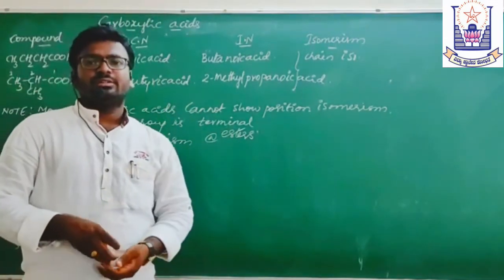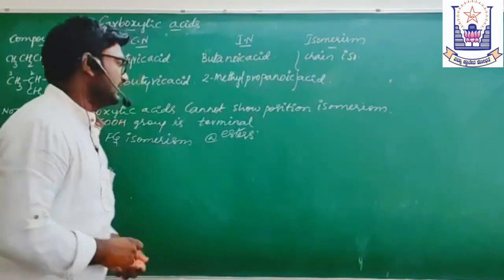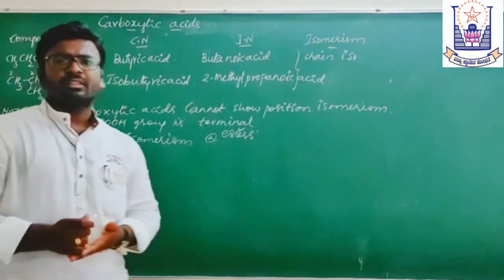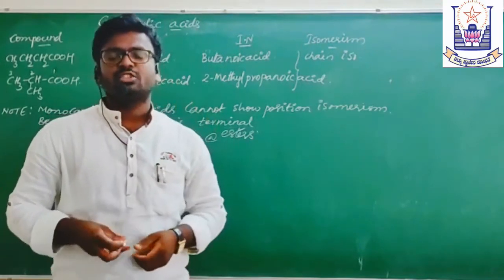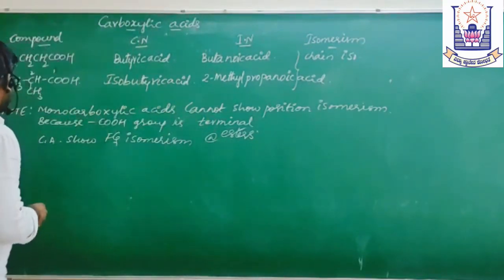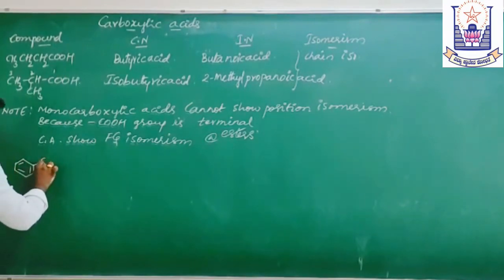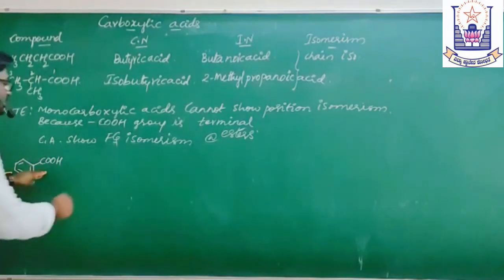Next, we shall go for some aliphatic and aromatic monocarboxylic acids. Now, let us take aromatic. When the COOH group is directly present on the benzene ring, it is called an aromatic carboxylic acid. Take that: COOH is directly present on the benzene ring. It is called benzoic acid.